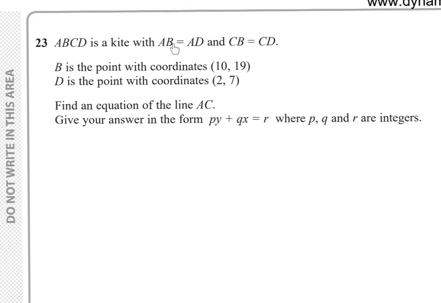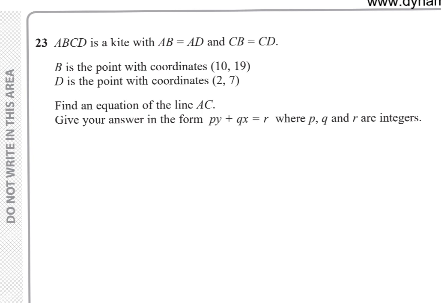ABCD is a kite with AB equal AD and CB equal CD. B is the point with coordinates (10, 19). D is the point with coordinates (2, 7). Find an equation of the line AC. Give your answer in the form by plus qx equals r.